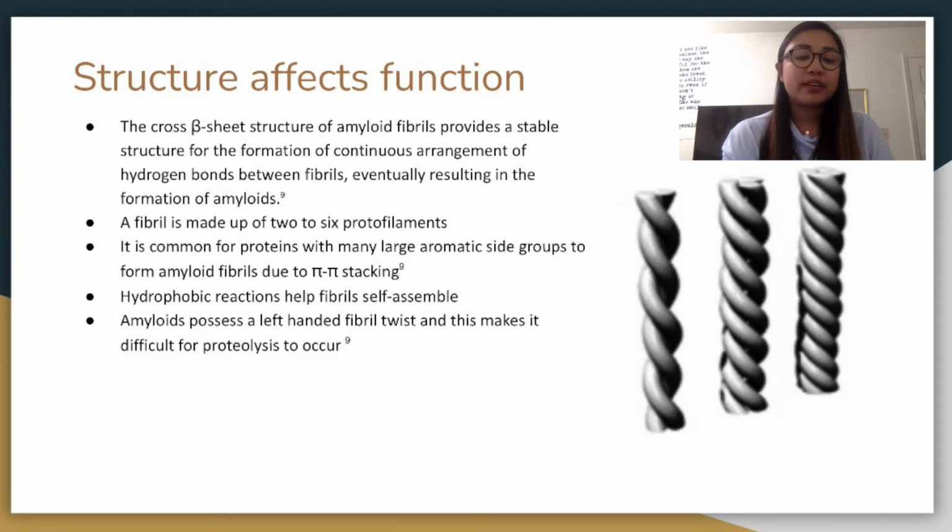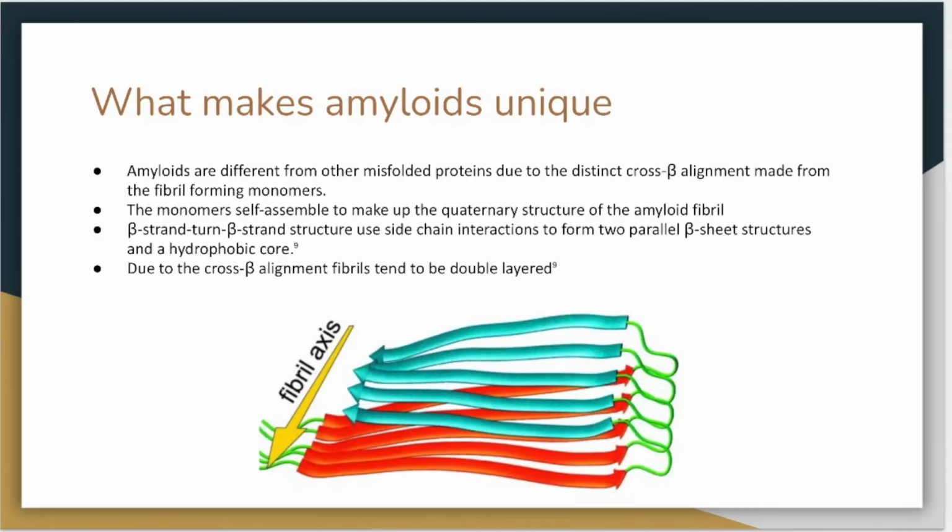Amyloids possess a left-handed fibril twist due to the many beta sheets that are found within the structure, and this makes it difficult for proteolysis to occur. This overall structure allows for plaque buildup within the human body because of how stable it is.